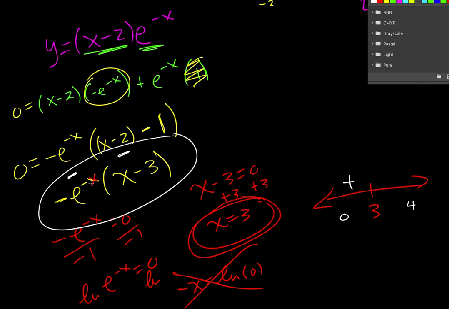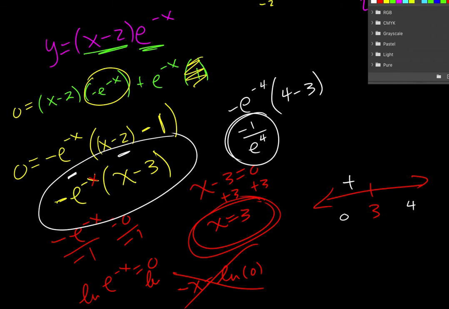Plug in a 4. It's a little bit harder to see. Okay, so that's what we end up with. That's like saying negative 1 over e to the 4th, which is a negative number. And then this one would be positive because it would be just 1. So negative times positive is negative. And so that's our sign diagram. If we go positive and then negative as far as our slope's concerned, that is a local max at x equals 3.